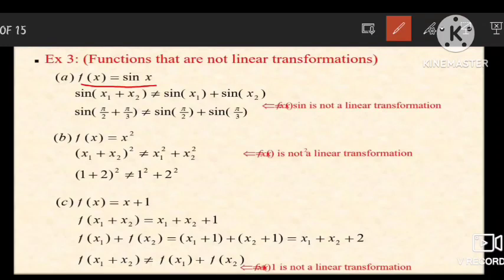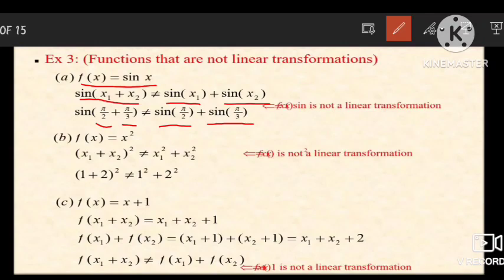How? We can see here that sin(x1 + x2) is not equal to sin x1 + sin x2. For example, if we put x1 = π/2 and x2 = π/3, then sin(π/2 + π/3) is not equal to sin(π/2) + sin(π/3). So in this case we can say that f(x) = sin x is not a linear transformation.